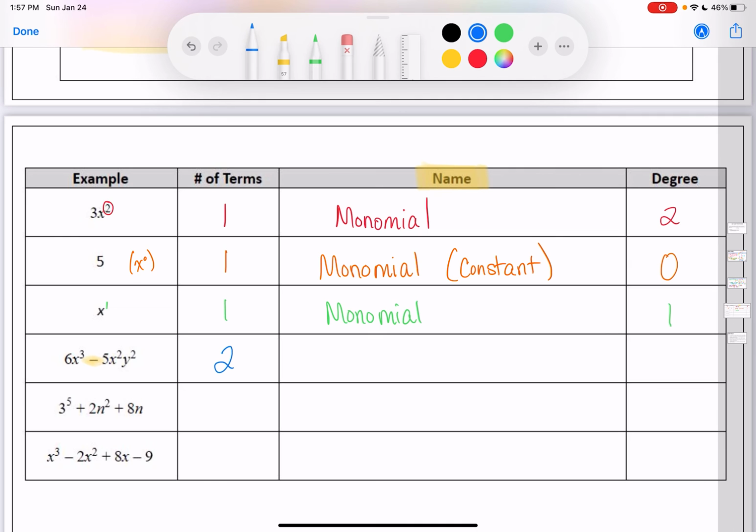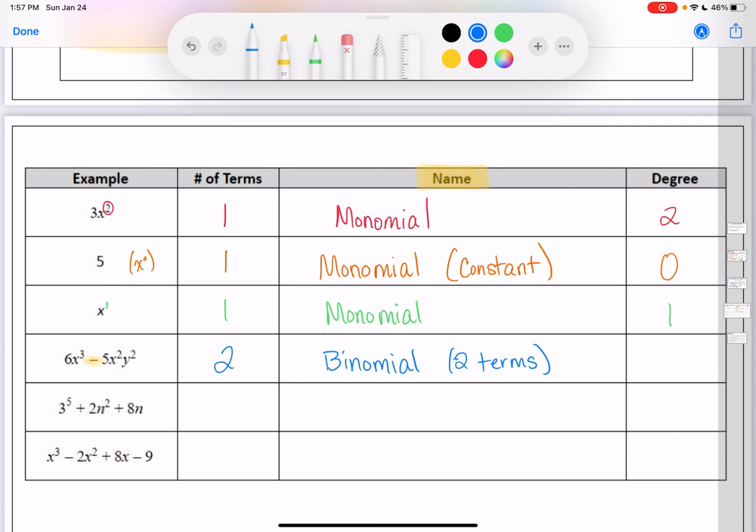However, a one-term polynomial, we call it a monomial. Mono means 1. Do you know the prefix for 2? This is called a binomial. When it has 2 terms, it's called a binomial. Bi, like bicycle. A bicycle has 2 wheels, right? So a binomial is when it has two terms.